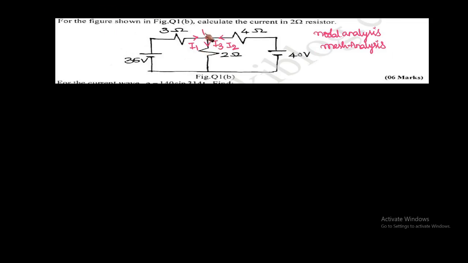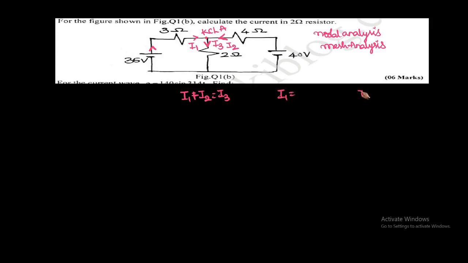Let us apply KCL at this node A. The current flowing here is I1, next is I2, next is I3. Applying KCL at that node, we get I1 plus I2 is equal to I3. Let us write the equations for each current.